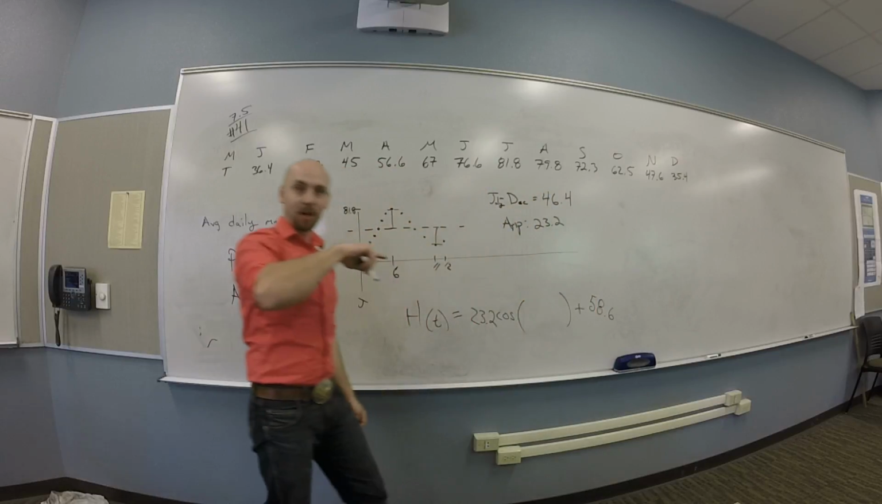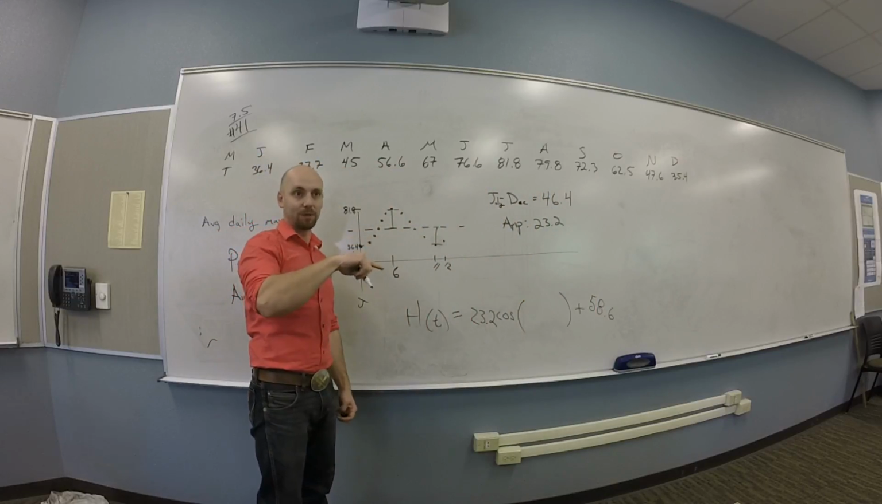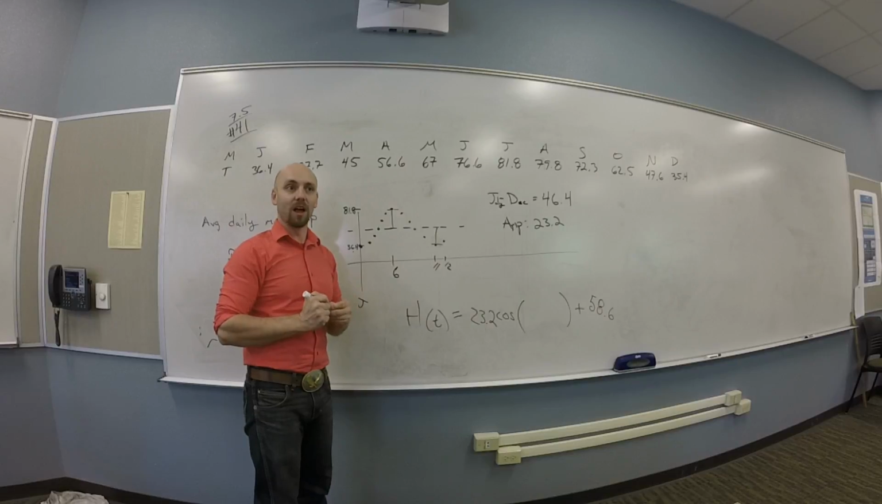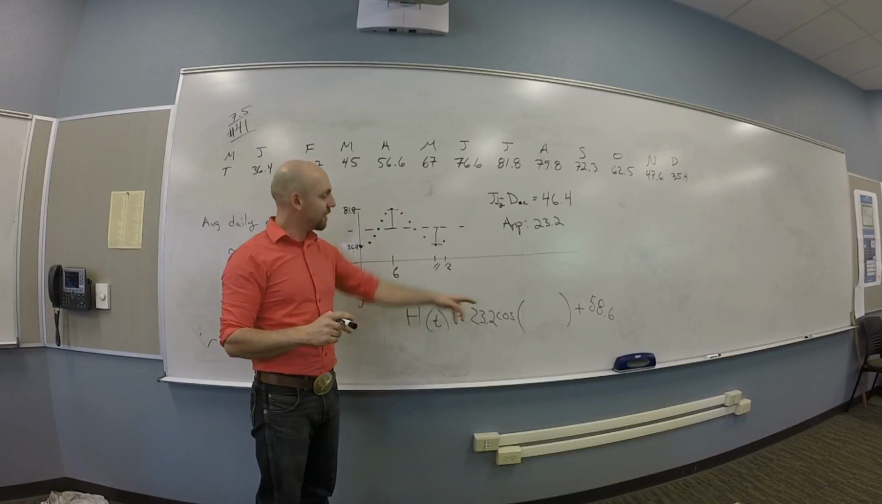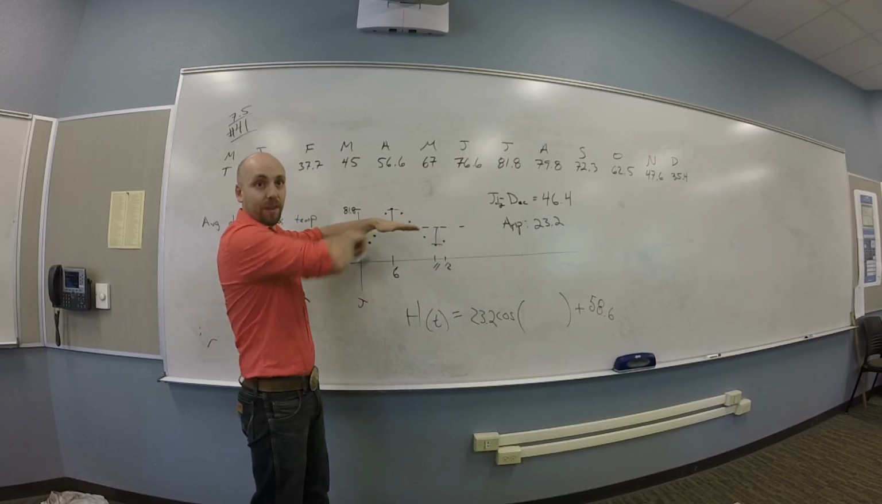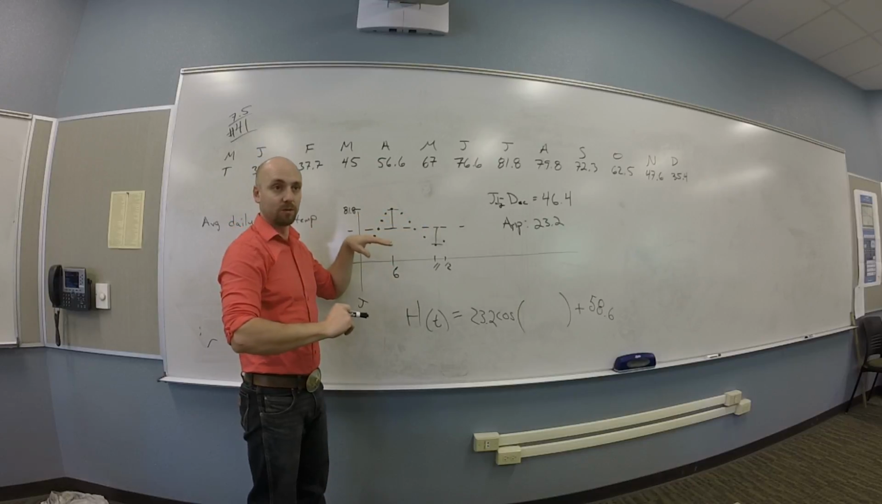Yeah, so if you take the max minus the amplitude or the min plus the amplitude, that should get you to the midline. And then the midline was the vertical shift that happened, right? You guys with me on that?